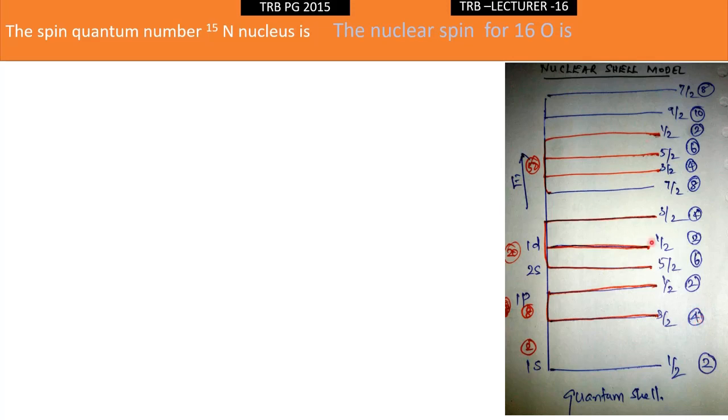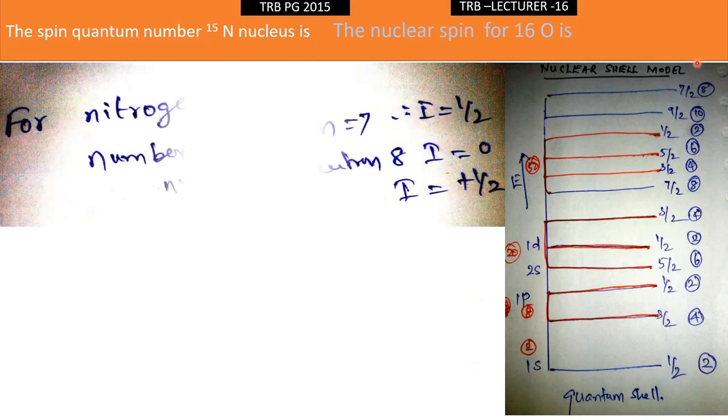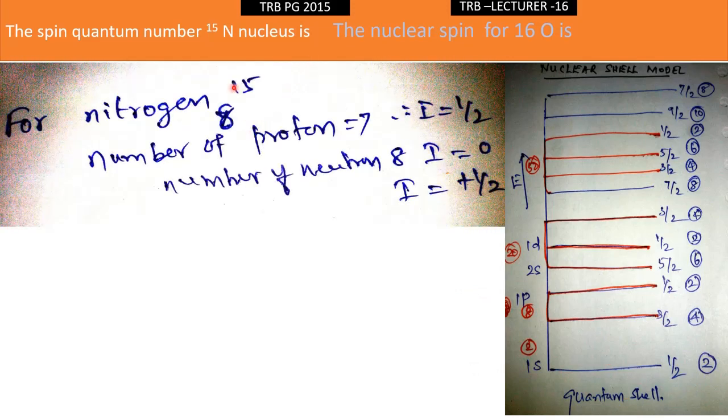So let us see the example. You have to remember this one. How will you write it for nitrogen 7, 15? So this is the question: atomic number 7 and mass number 15. You have to count the number of protons. So what is the number of protons? It is 7, so the atomic number is 7.